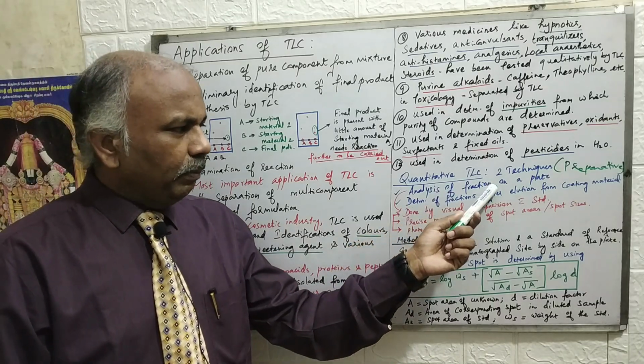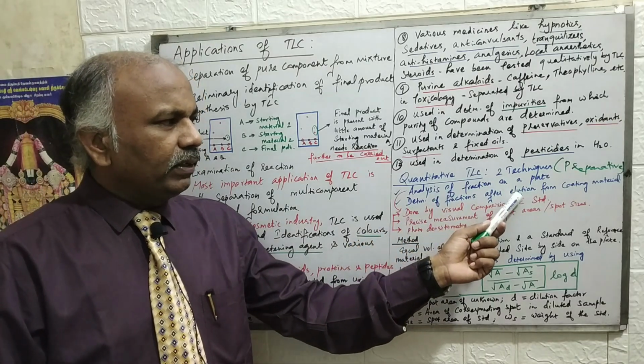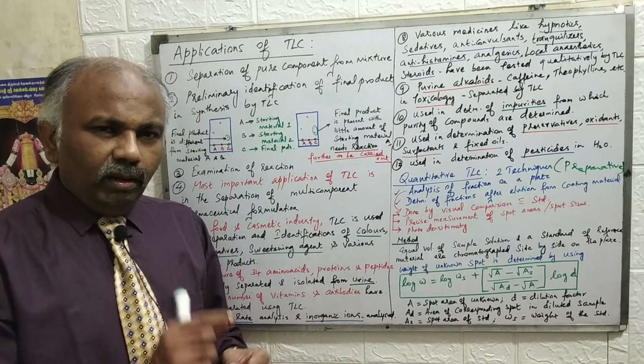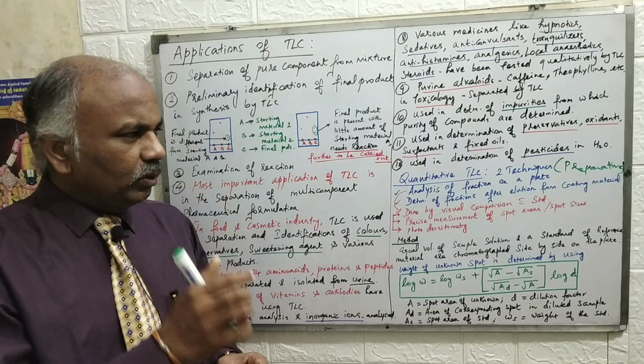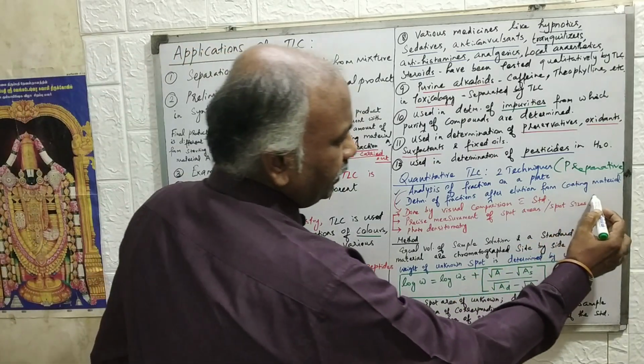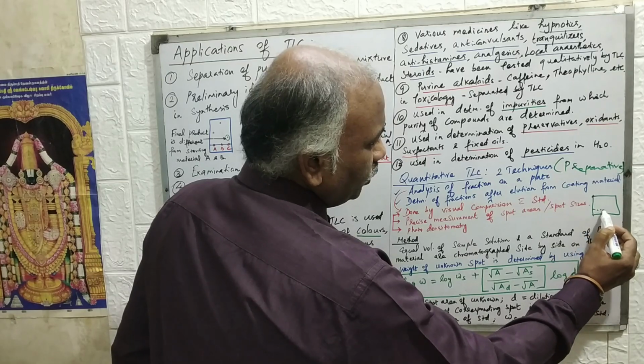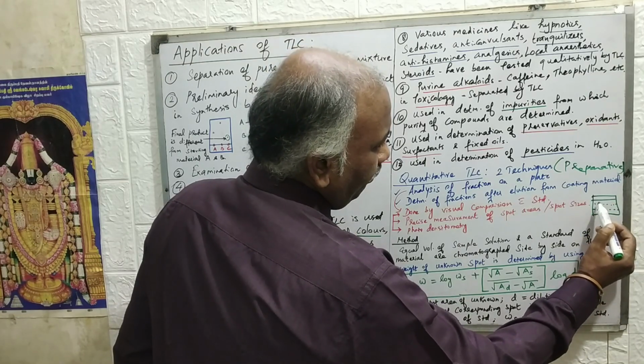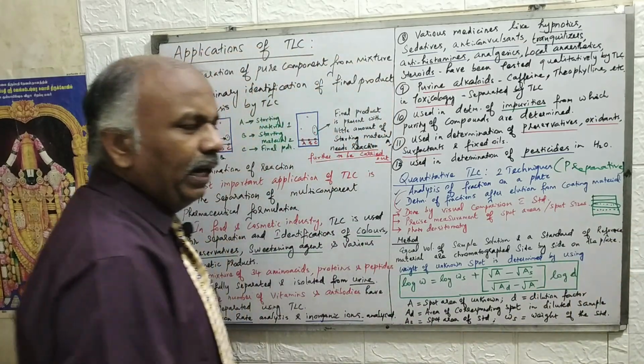Analysis of fraction on the plate, determination of fractions after elution from the coating material. That means if silica gel is there, along with the silica gel you are spotting the sample, so the spots will be coming like this. For example, if you spot in this manner, the spots will be coming like a band. You will be getting a band like this, right?